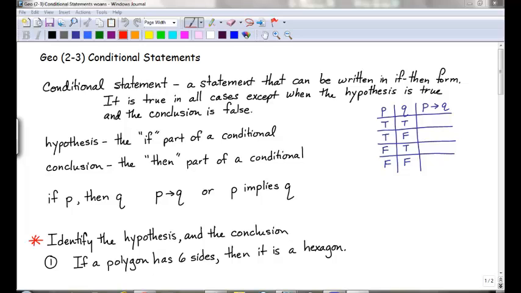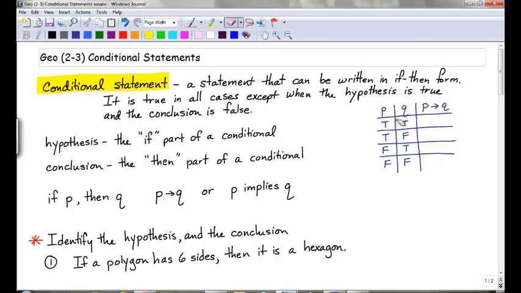Okay, this section's on what they call conditional statements. And the first thing the author does is define what a conditional statement is. Okay? And you're welcome to write on this handout as we go through it. You need to write on it. Okay? A conditional statement is a statement that can be written or turned into if-then form.